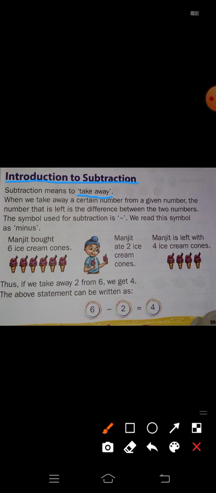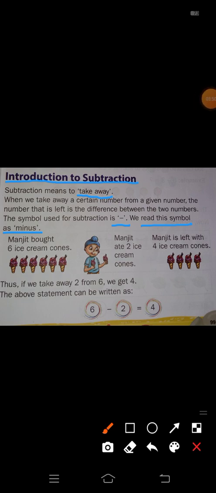The symbol used for subtraction is here. This is the symbol used for subtraction. And how to read this symbol? Minus. We read this symbol as minus. Yes. Just see here.